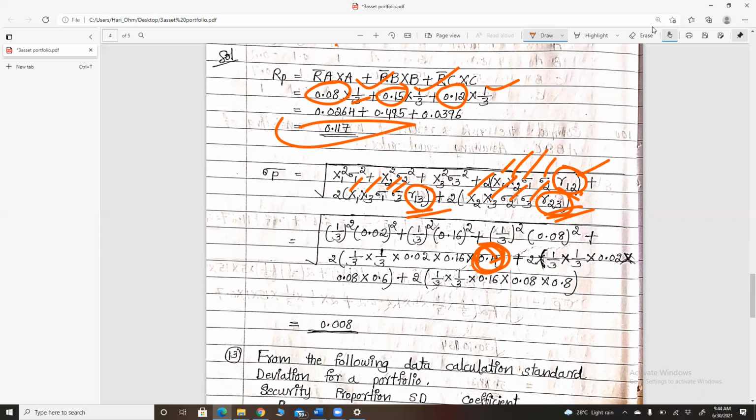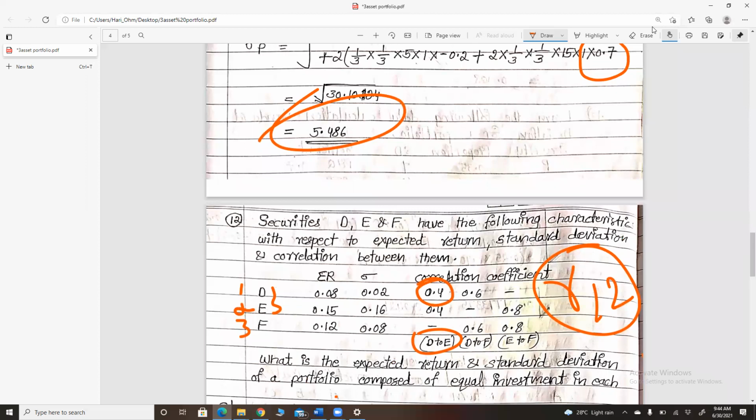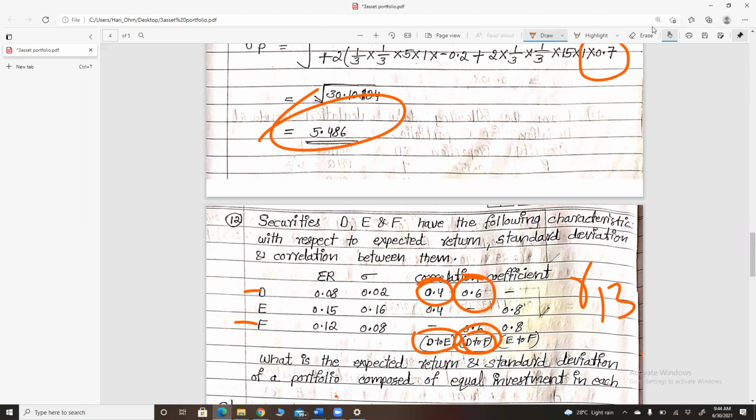Then what about the second one? The second one is nothing but R13. You need R13. R13 means 1 is D, 3 means F, nothing but D to F. That is nothing but 0.6. Hope you're clear. Next, the third one you need, that is R23. R23 is nothing but E and F. So E to F, that is 0.8.